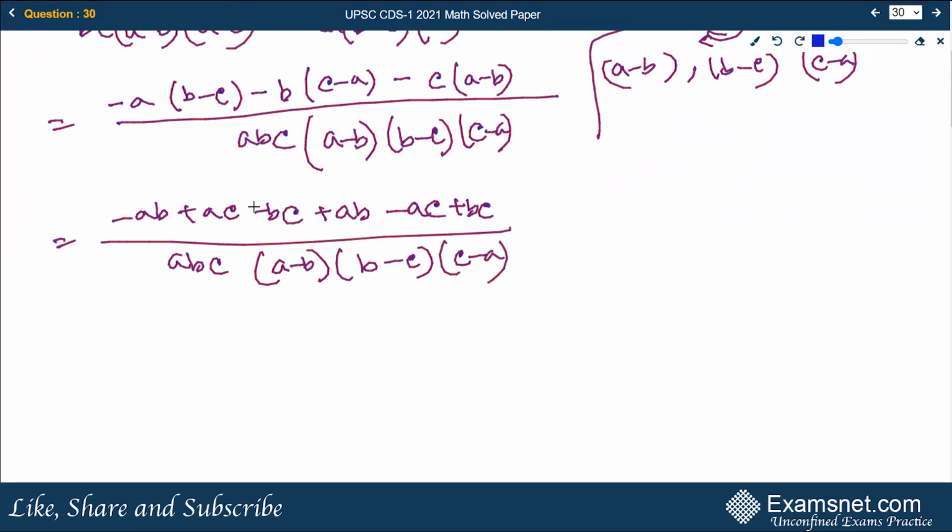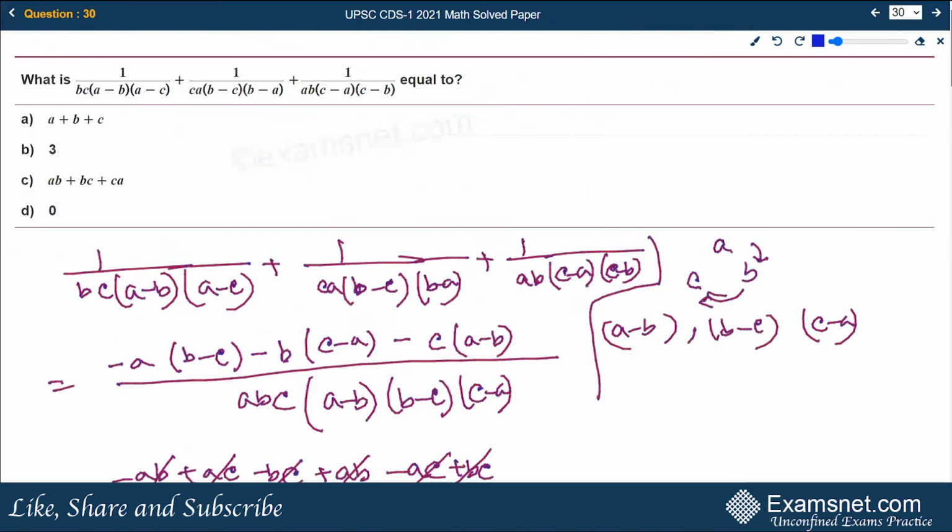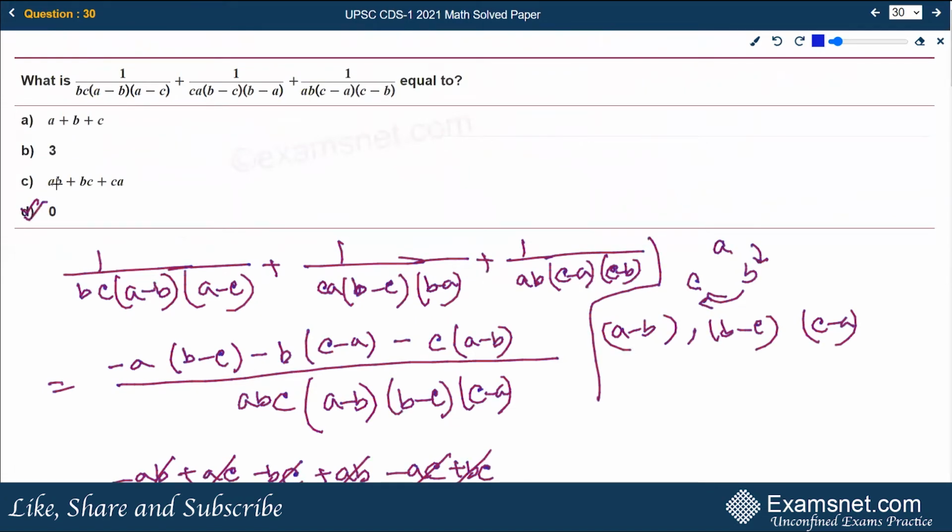Okay, so look, AB will get cancelled, BC will get cancelled, AC will get cancelled, so 0. So here we are getting the value of this expression, that is 0. Option D is the correct answer.